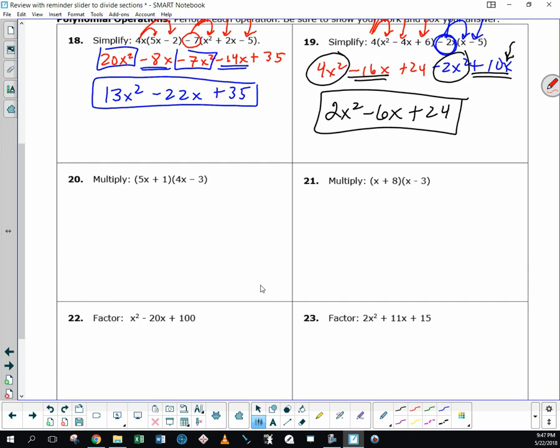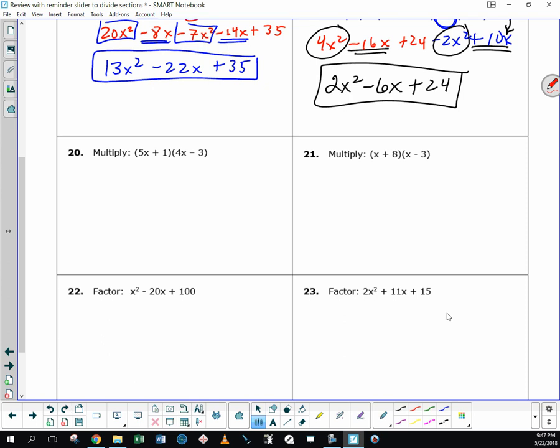All right, taking a look at number 20. This is our last one for this video. So I'm going to multiply. Now I notice that I have a binomial times a binomial. That's a 2 by 2, which means I'm going to set up my box. I tell my kids to write the first term on the top and the second term down the side.